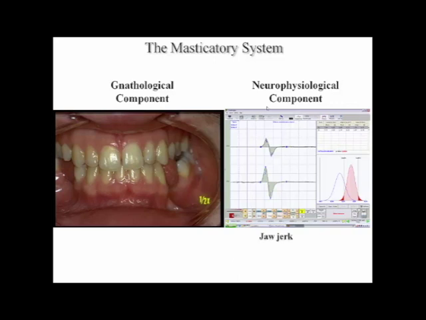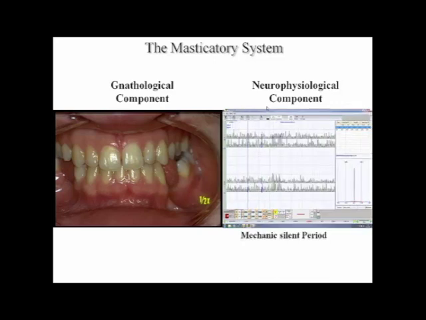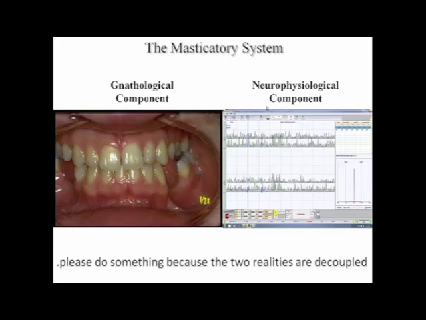decreasing the facilitation on the right side, but not only that: when I try to perform a maximum effort bite, recruiting all motor neurons available, I'm able to recruit only a few motor neurons, and my polysynaptic inhibitory circuitry fails to evoke the silent period. So the brain keeps saying, please do something, because the two realities are decoupled. I feel that you would like to know how, and for me, it's a pleasure to show you.